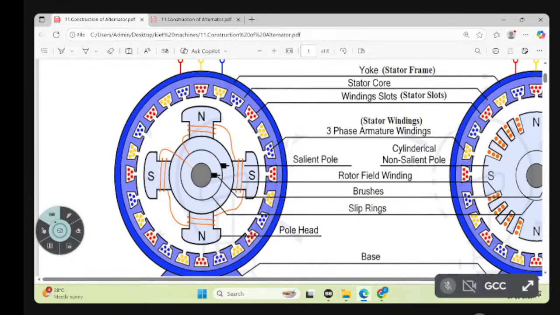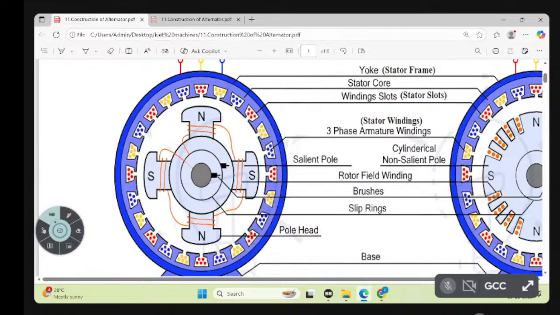And we have two more parts in the rotor. One is called slip rings. The other one is called brush. Why do we require these slip rings? In order to provide DC supply to the field of the poles. So we require slip rings.